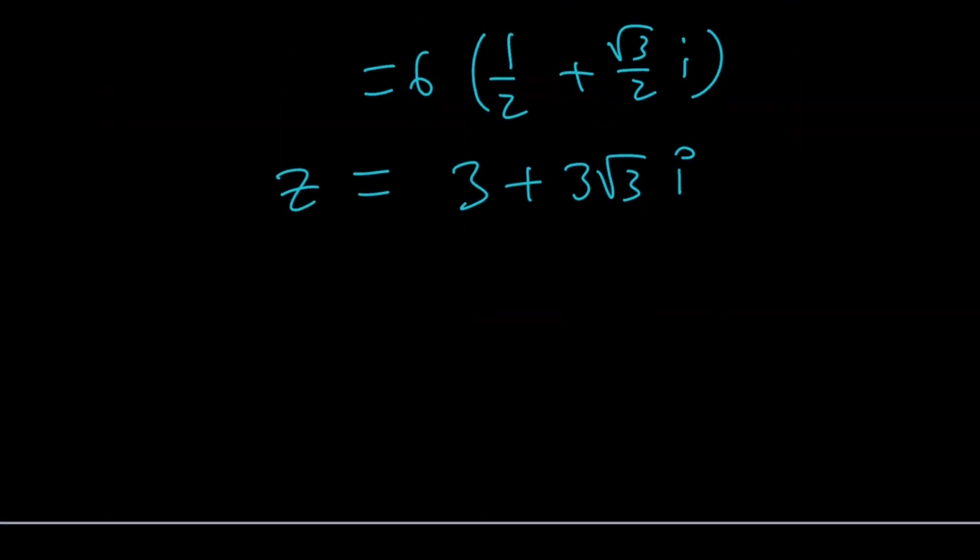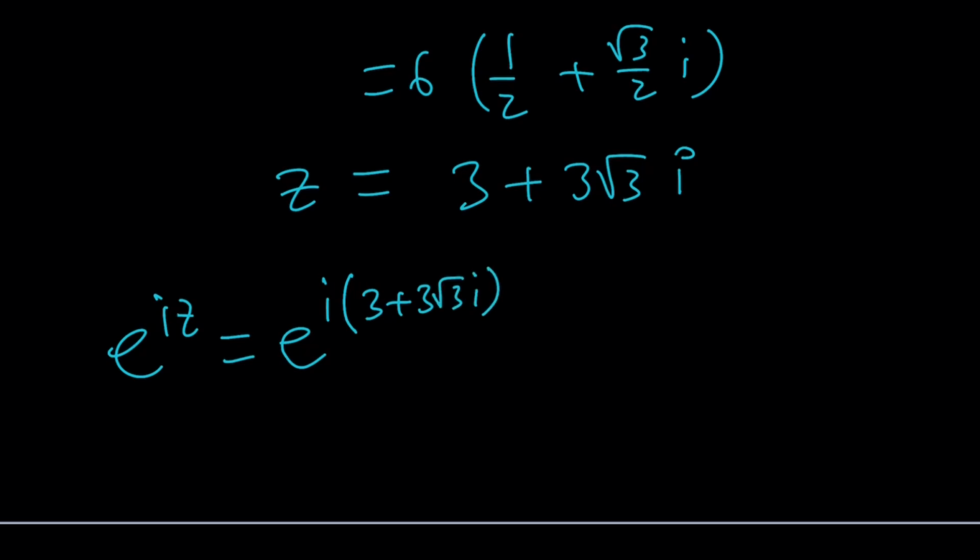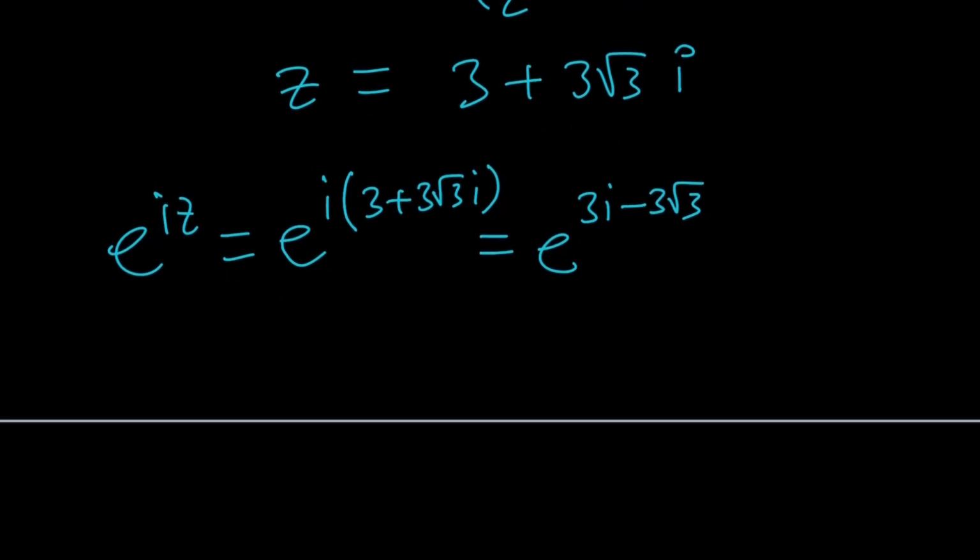And then if you are wondering what iz is going to look like, e to the iz, it's going to be e to the power i times 3 plus 3 root 3 i. And then we're going to go ahead and distribute the i. That's going to give us e to the 3i plus 3 root 3 i squared, but i squared is -1, so there's no need to write it. And we can kind of write our number like this. So what is that supposed to mean, right? This is a number that is written as an exponential, but let's go ahead and separate it. So I want to write it as e to the power -3 root 3 times e to the power 3i.